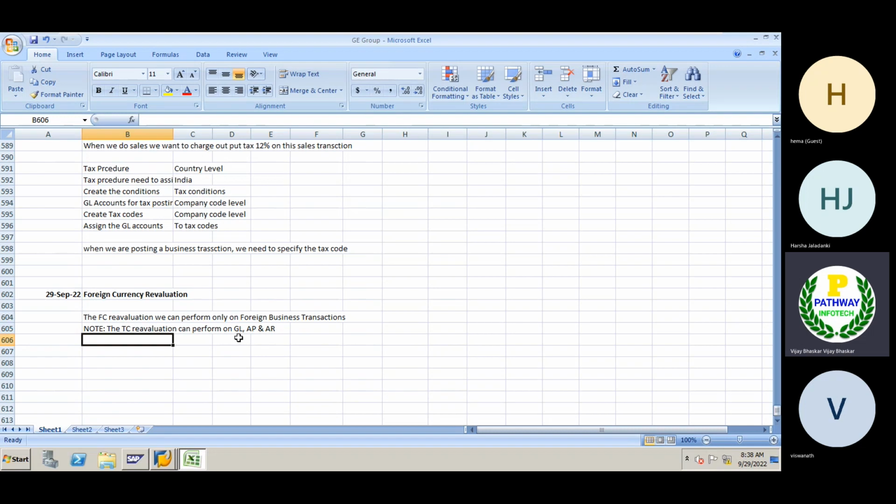The 500 Singapore dollars is the same, but due to the exchange rate fluctuations, we must pay either a higher amount or a lower amount. I will show you that. That is the part of GL accounting.